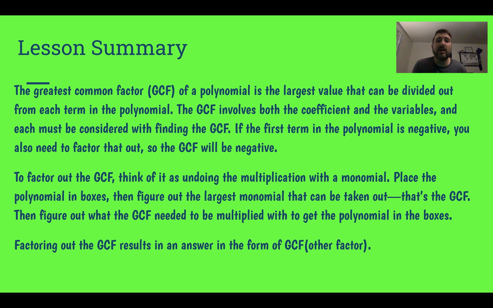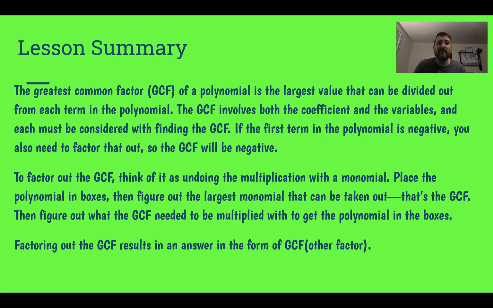If that first term of the polynomial is negative, you also need to remember that you have to factor that out, and your GCF will be negative. When you're factoring with the greatest common factor, think of it as undoing multiplication with a monomial. You are really just dividing, but place the polynomial in boxes, figure out your GCF, then figure out, once you took the GCF out, what did you have to multiply by to begin with to get that polynomial that was in the boxes. So we looked at it as division. Figuring out what to multiply by is the same.